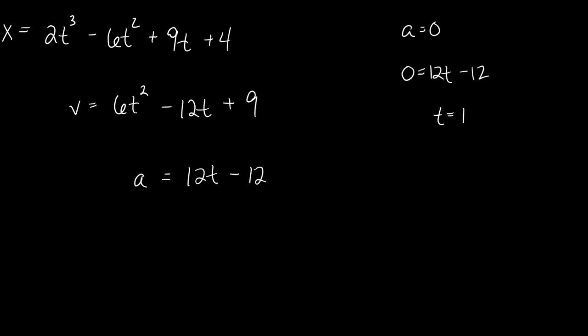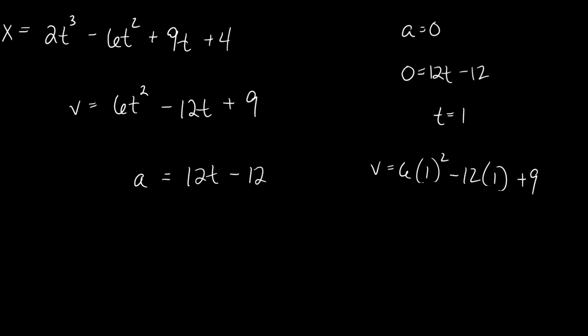And now your next job is to find the velocity at 1 second. So v equals 6 times 1 squared minus 12 times 1 plus 9. Not asking too much here, right?